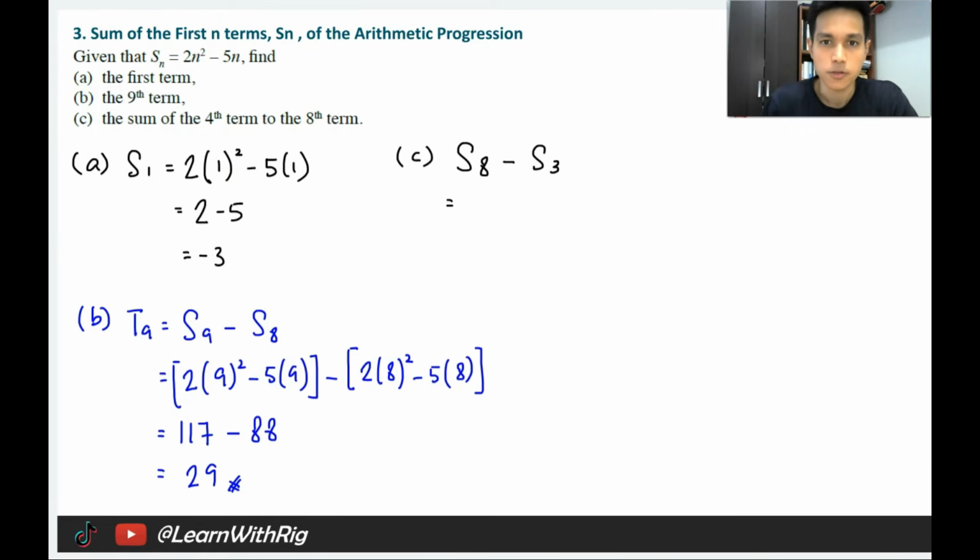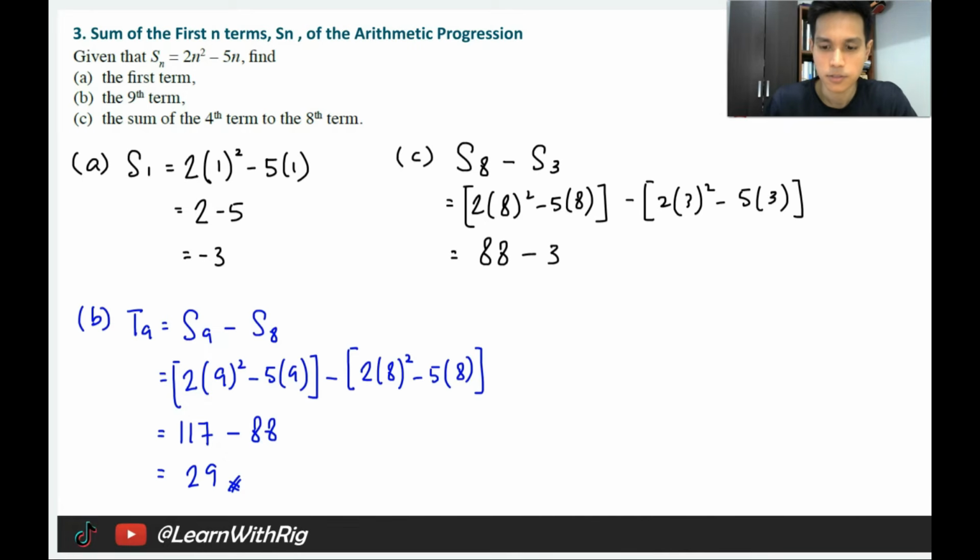So what's your answer? S8 would be, actually you already calculated it here, which is 88, but I'm going to write it anyway. 2 times 8 squared minus 5 times 8, minus 2 times 3 squared minus 5 times 3. Answer is 88 minus 3. Just use your calculator. Answer is 85.